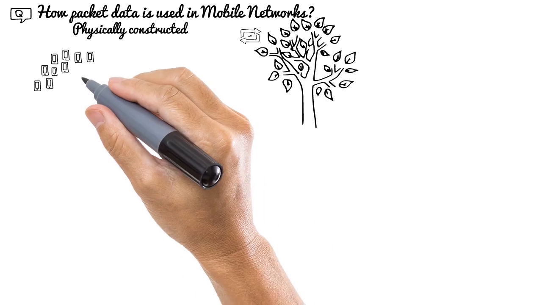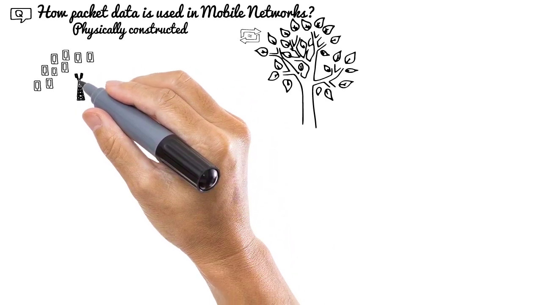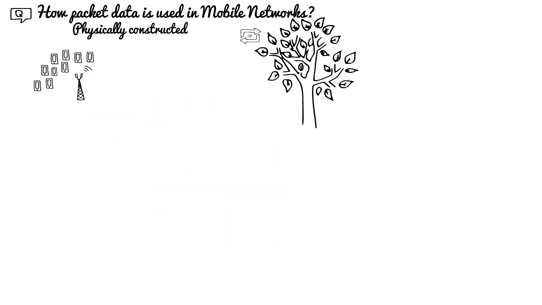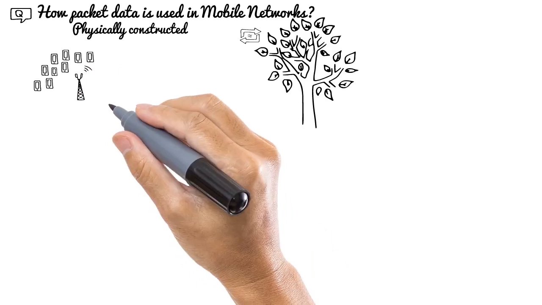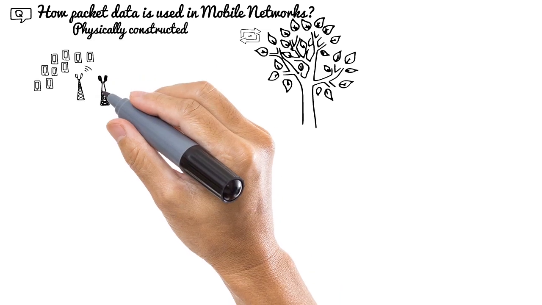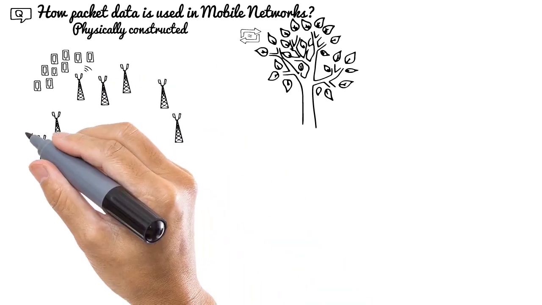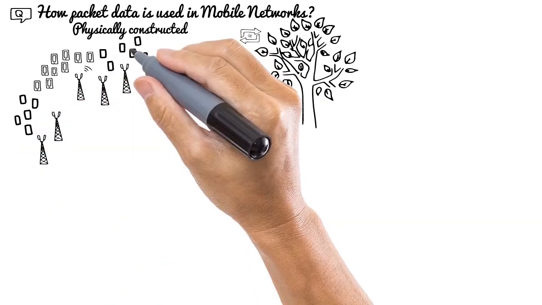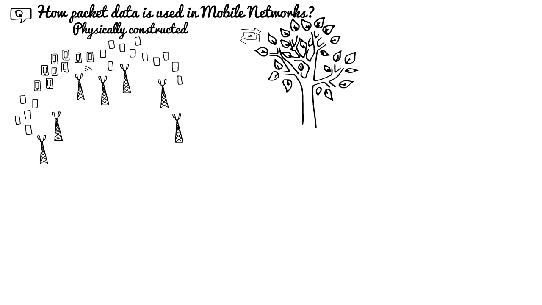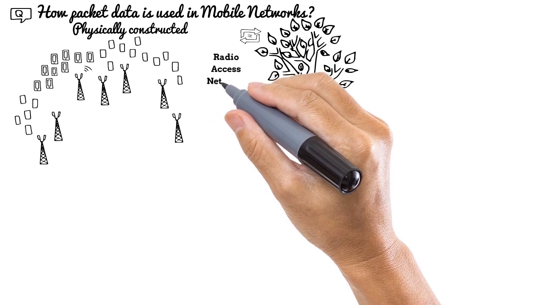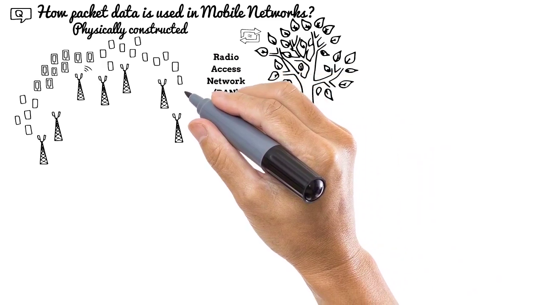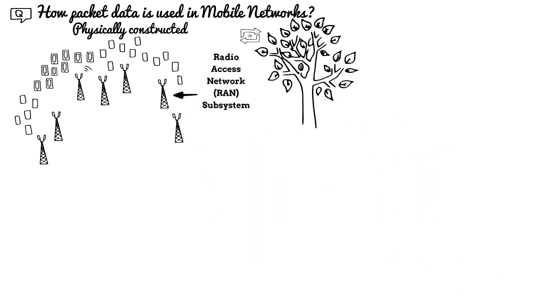Hundreds or thousands of phones can be within coverage of just one base station, which can handle traffic to and from them. Base stations can be compared to tree branches on the level closest to the tree leaves. Mobile phones and base station talk to each other using wireless communication over the air. All base stations form a radio access network or RAN subsystem of mobile operator's network.